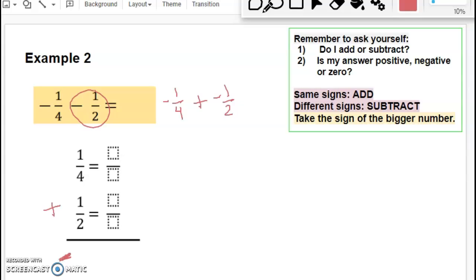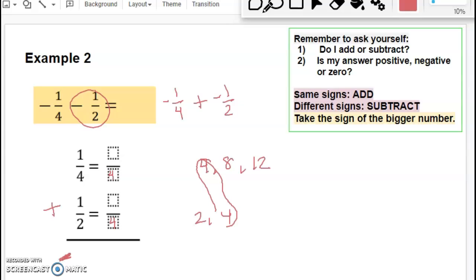Now let's find common denominators. If you can just do this in your head, then go right ahead and just put your common denominator in right away. If you can't, then just skip count by the denominator. So 4, 8, 12, and then 2, 4. As soon as you find a match, you can stop. So that's how we got the 4.